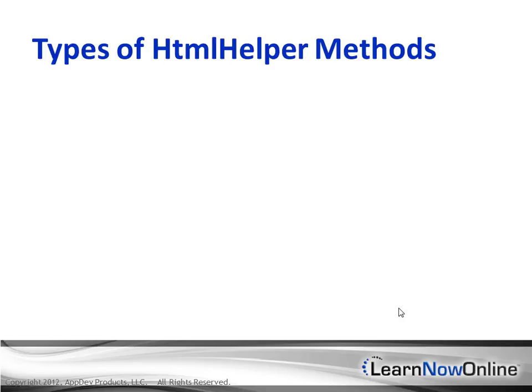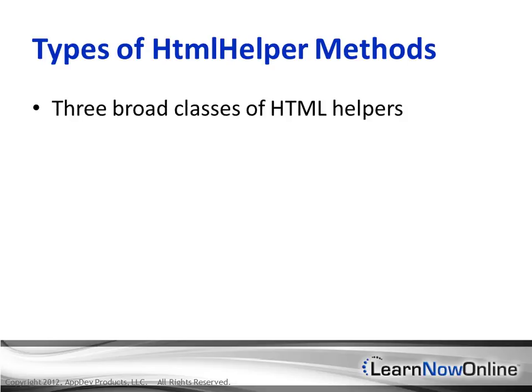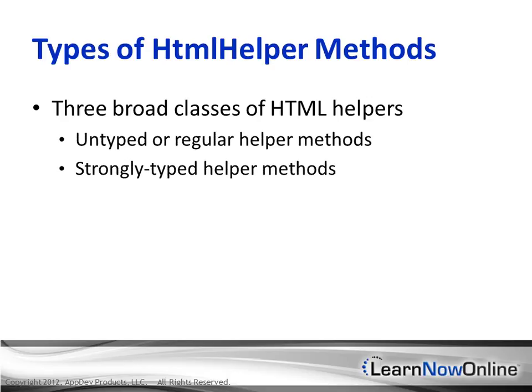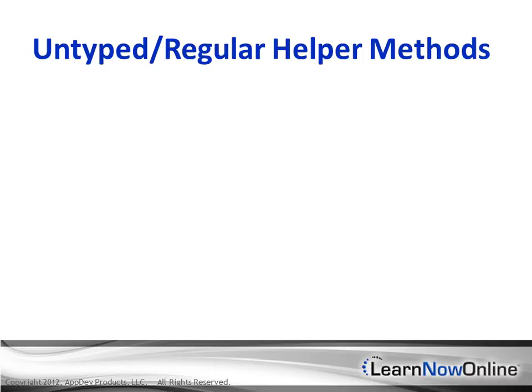Here we're going to be looking at types of HTML helper methods. There are three broad classes of HTML helpers. The first of which is untyped or regular helper methods. The next are strongly typed helper methods. And lastly, templated helper methods. So let's look at the first type, which are untyped or regular helper methods.